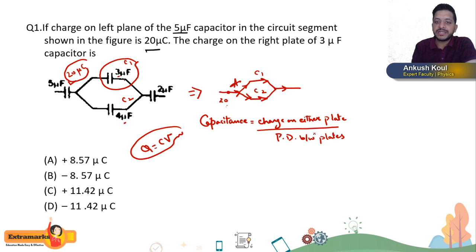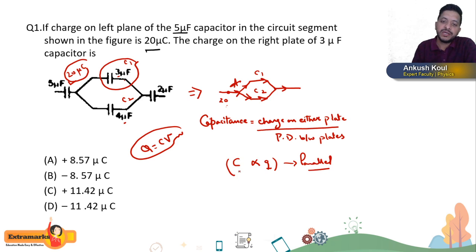Samjha? Capacitance is the charge on either plate, any one of the plates, one will have positive, another will have equal amount of negative charge, divided by the potential difference between the plates. Now in parallel for C1 and C2, the potential difference is constant. So that means the capacitance is proportional to the charge on either plate of these capacitors. For only which combination, beta? For only parallel combination.